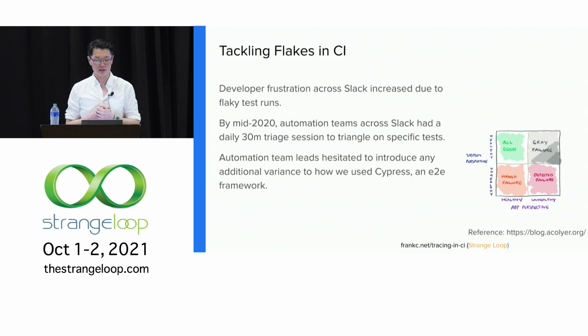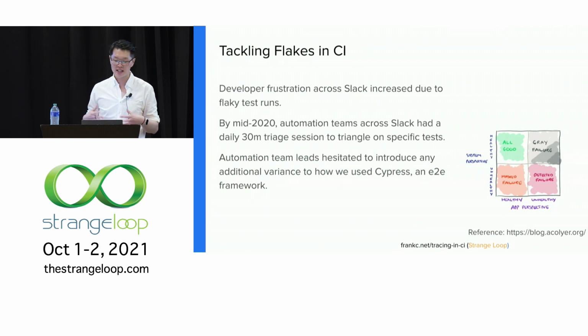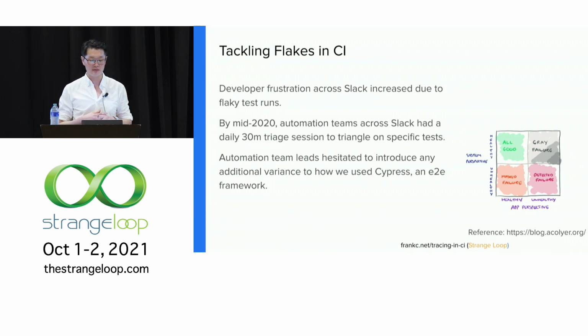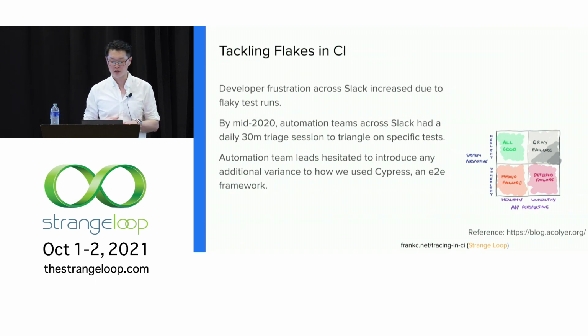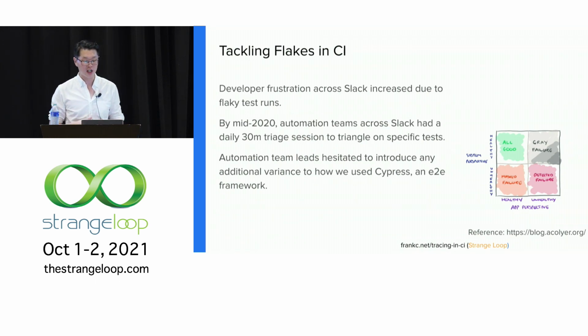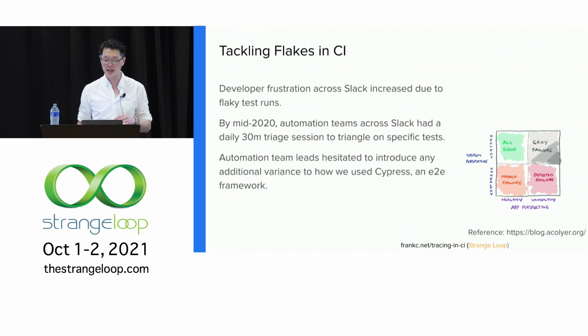Let's go back to the root challenge. Developer frustration across Slack was increasing due to flaky test runs over the last several years. Flaky test runs was one of the top reported issues in developer surveys for a few quarters already into 2020. By mid-2020, automation teams across Slack had a daily 30-minute triage session to focus on the flakiest tests.